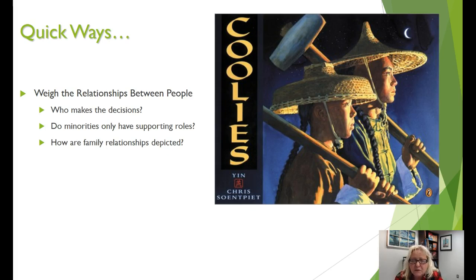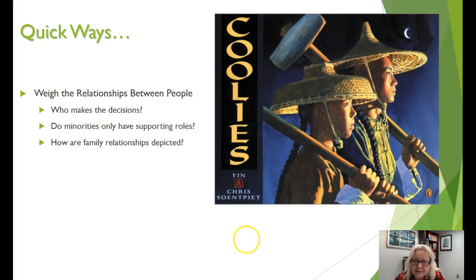In other cases, you need to look at who is making the decisions. Is it always the white character that's making the decisions? Do minorities only have supporting roles in the relationship, and are they there mostly just so that that white person can have a friend who's a person of color?